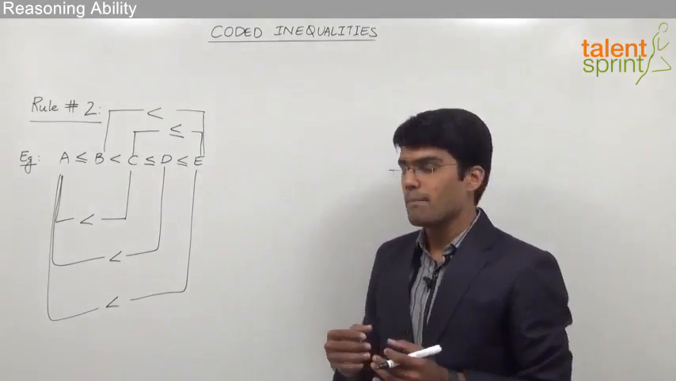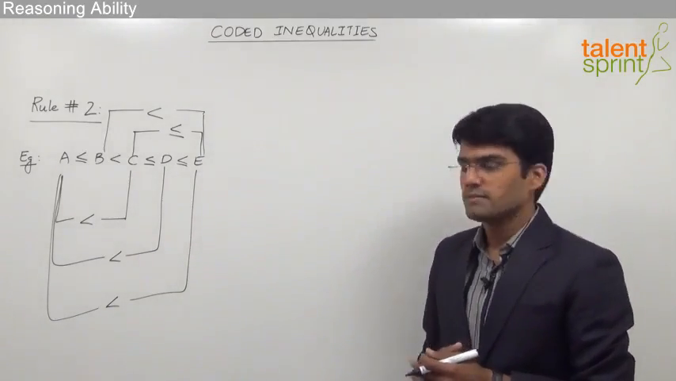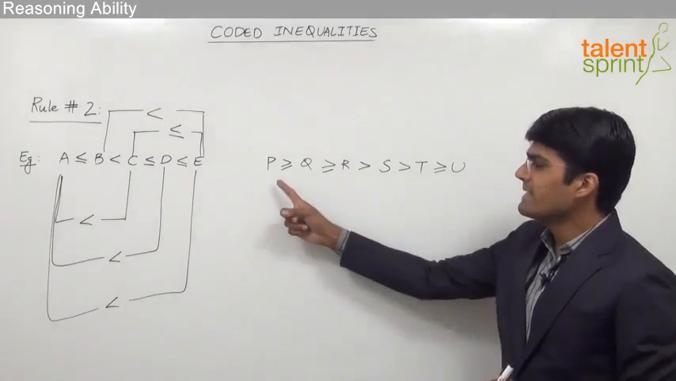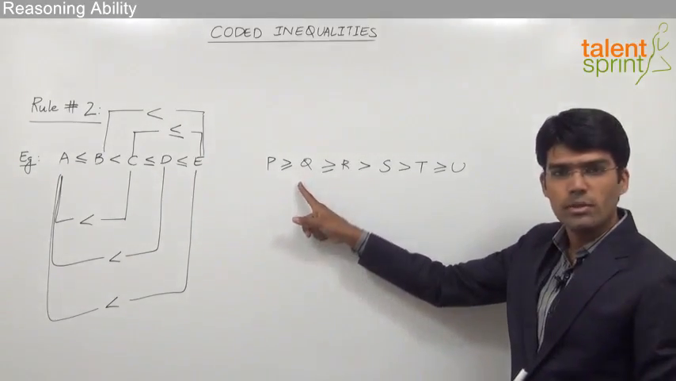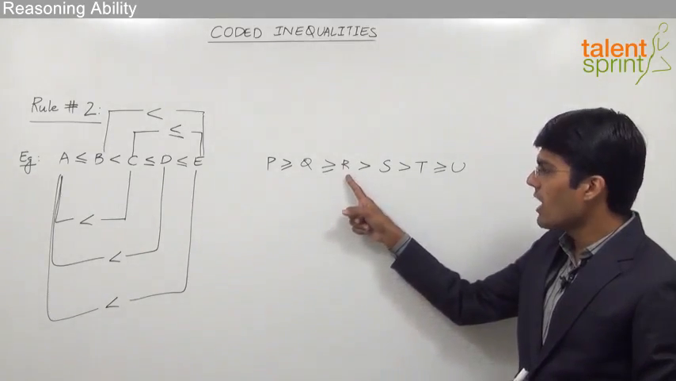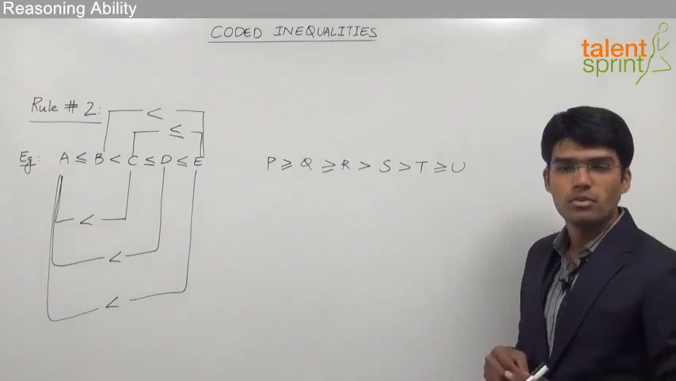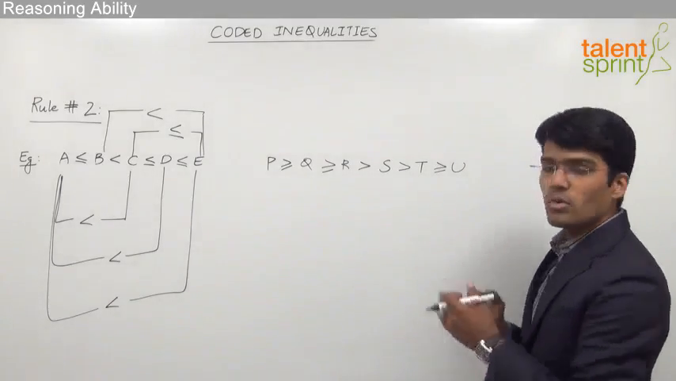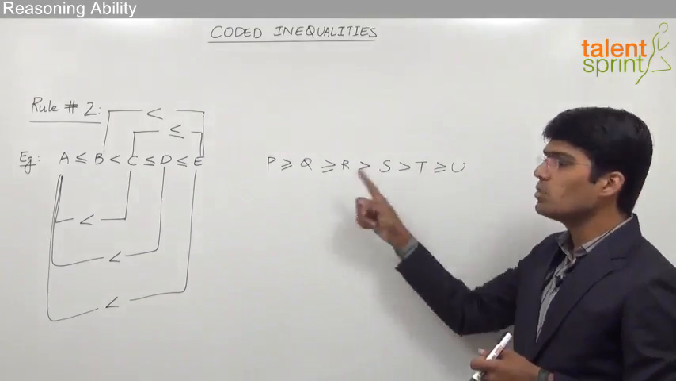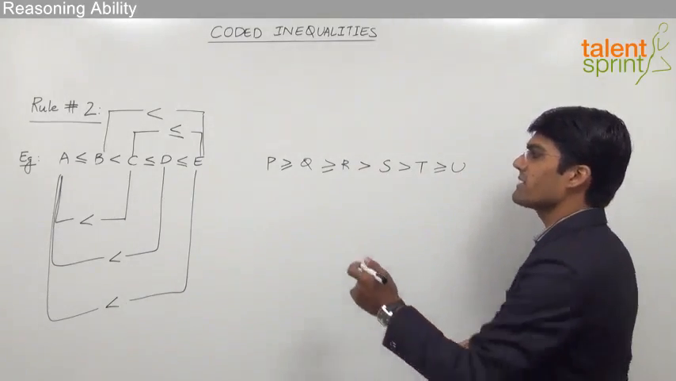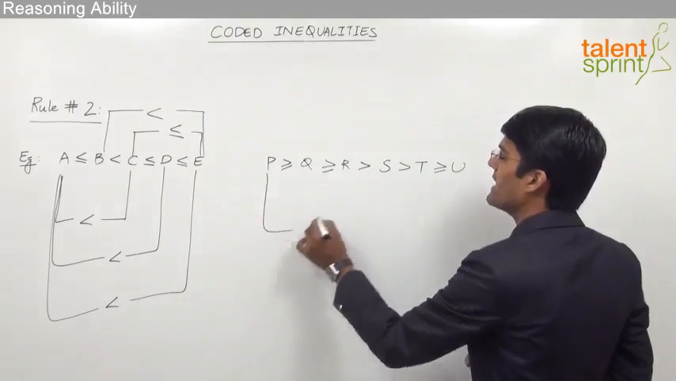Let us take another example based on the same rule. So the second example here is as shown. We can see that P is greater than or equal to Q, greater than or equal to R, greater than S, greater than T, greater than or equal to U. Again, the same rule is applicable when we are comparing two distant variables in this sort of an inequation. Let us try to understand the relationship between P and S.